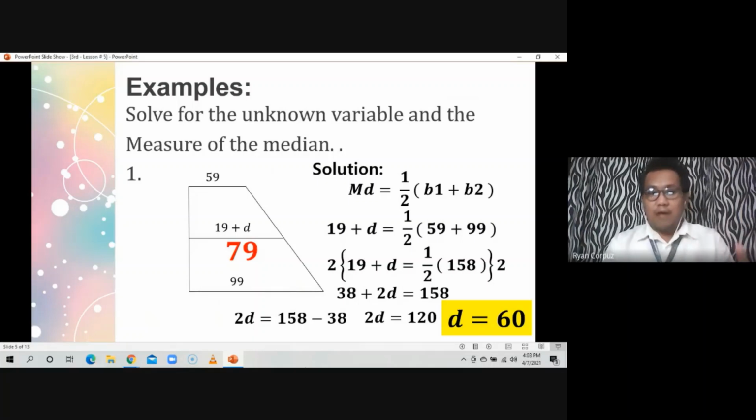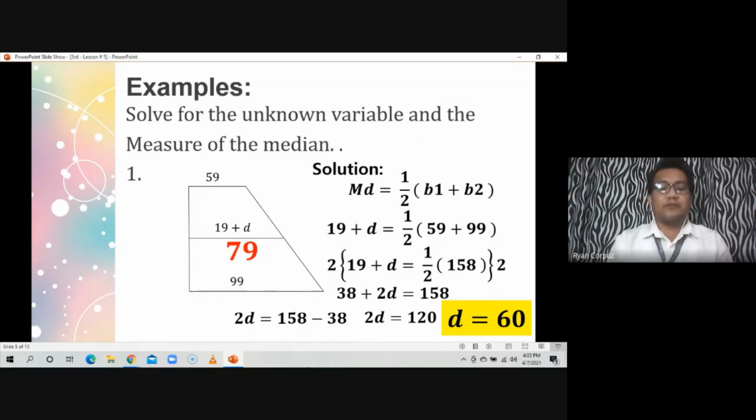So let's try kung tama nga siya. The sum of the bases daw divided by 2, or half of the sum of the bases, is equal to the median. 59 plus 99 is 158, di ba? Divide by 2, you'll come up with 79. So, nakuha mo yun. That is by getting first the value of d, which is equal to 60. Then substitute the value of d here. Kakaroon tayo 19 plus 60, which is equal to 79. So that's how we answer example number 1.